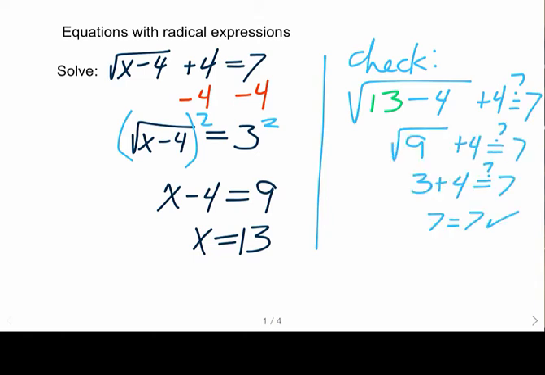And working through our steps indicates that we do end up with 7 on the left-hand side, 7 on the right-hand side. And since 7 equals 7, we can say with confidence that x equals 13 is the solution.